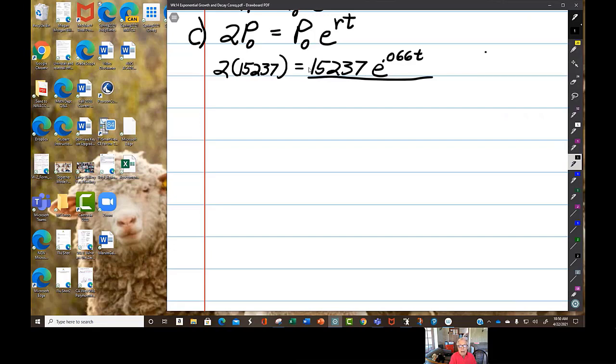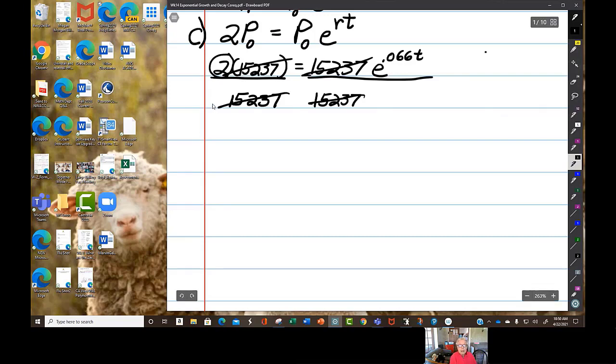I'm going to divide both sides by the P-naught number, 15,237. That's going to cause 15,237 to cancel out on both sides of the equals sign. So all you have left is a 2. Is that cool? Yes, it is. It's also how the help me solve this and show me an example in my math lab. Get the 2 over there. Okay, so 2 equals 0.066t.